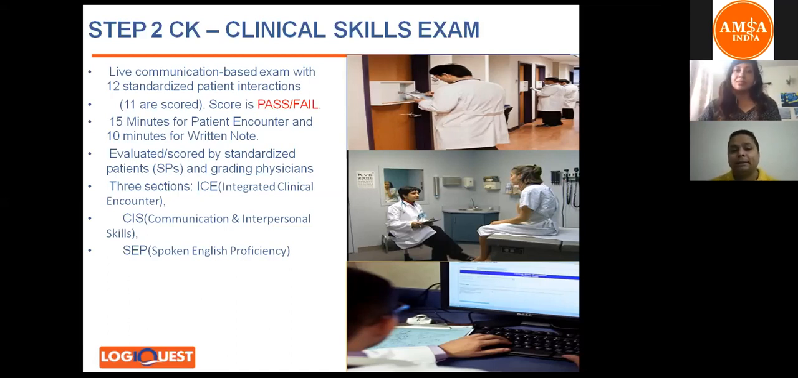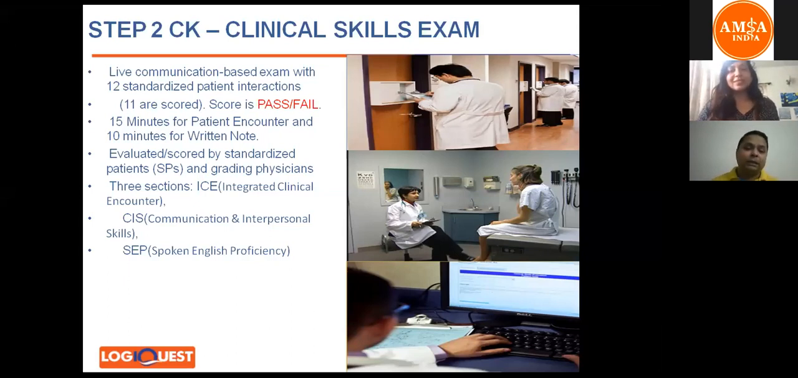That is the integrated clinical encounter, the ICE. Second is the CIS, or the communication and interpersonal skills. And thirdly, the SEP, or the spoken English proficiency, right? Now, in the integrated clinical encounter, it's all about patient diagnosis, and all the skill sets that you have, you can show it to them. Now, Step 2 CS is considered the world's easiest exam. Right? I didn't know that. Yeah. But don't get very happy about things because it also comes with the highest failure rate.